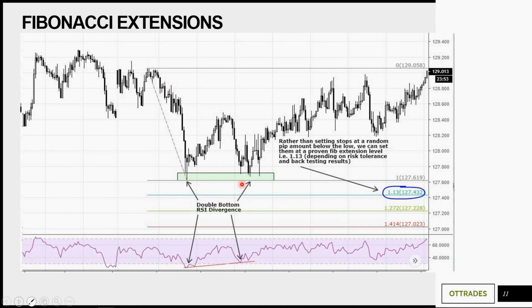Although you're not winning as much as you're risking, you'll have a better win percentage. And doing the maths, it might work out better either way. So it's important to backtest all of this stuff. But that's an example of how to use the extensions as your stop losses.